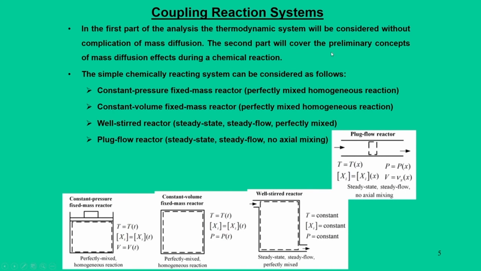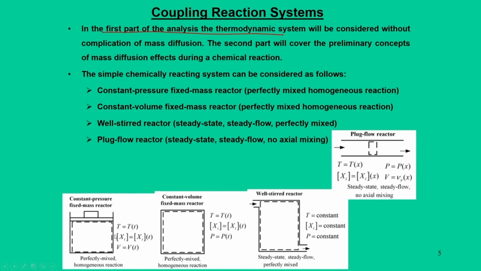The second part of the analysis will cover some of the preliminary mass diffusion effects in the chemical reactions. For simplicity, we will now consider the first part, where the thermodynamic system is analyzed without mass diffusion. There are four models that are possible. The first one is the constant pressure fixed mass reactor. It is a perfectly mixed homogeneous reactor.